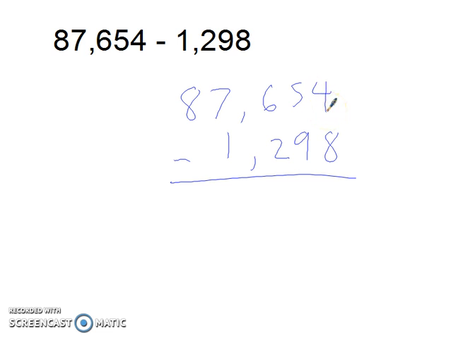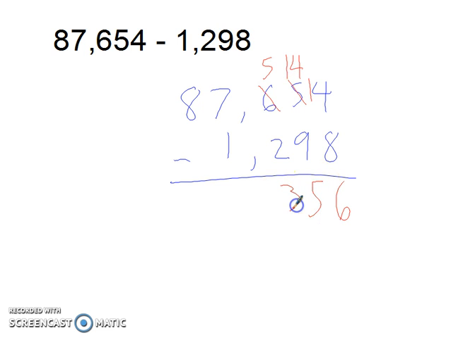4 minus 8, can't do. Come borrow from your neighbor. 5 goes to 4, 4 goes to 14. 14 minus 8 is 6. 4 minus 9, can't do. 4 borrows from the 6, makes him a 5, and he goes to 14. 14 minus 9 is 5.